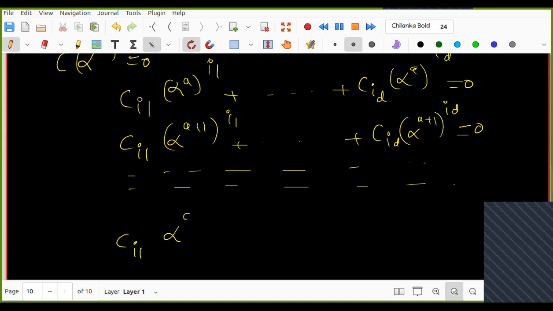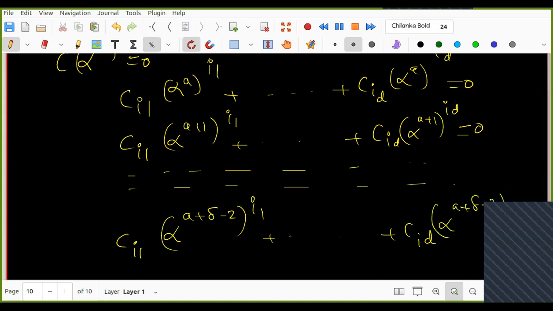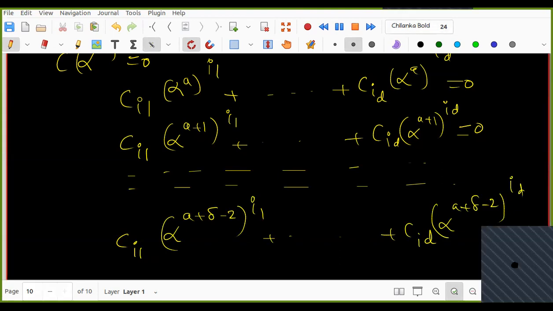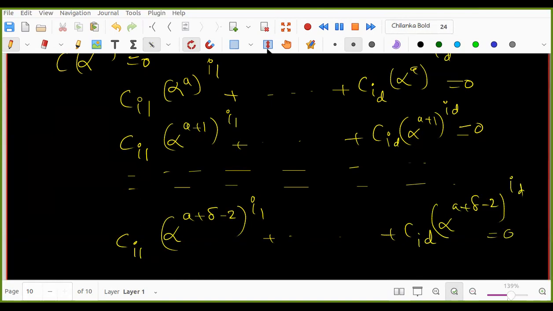C_{i1} (alpha^{a+delta-2})^{i1}, and so on, plus C_{id} (alpha^{a+delta-2})^{id} is equal to 0. Right. Okay, so let me save it.